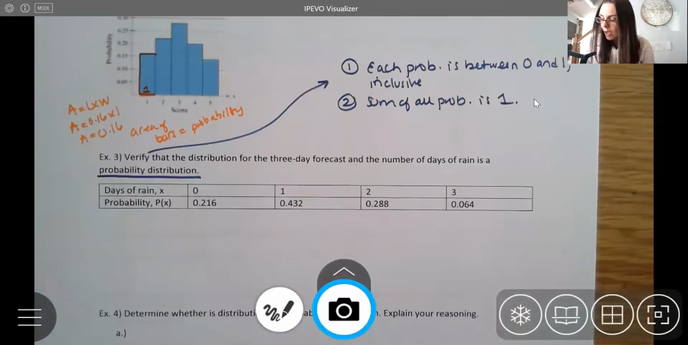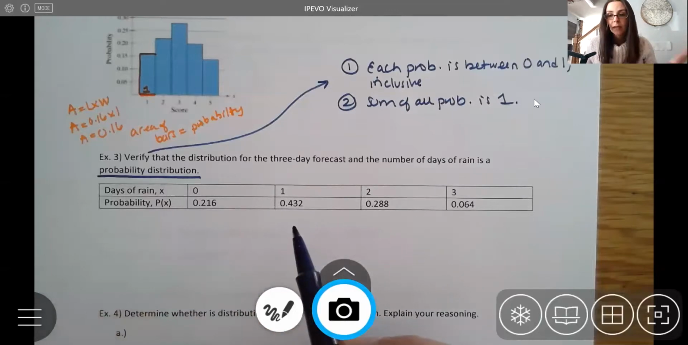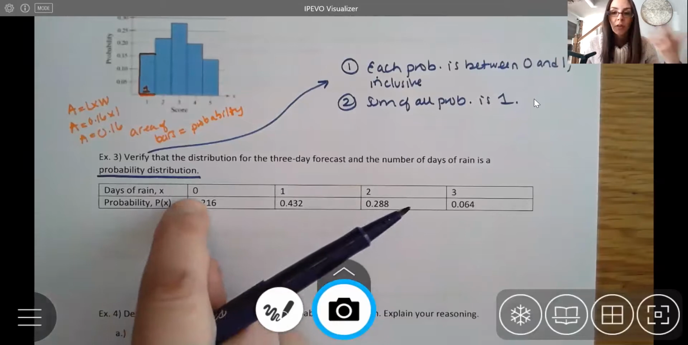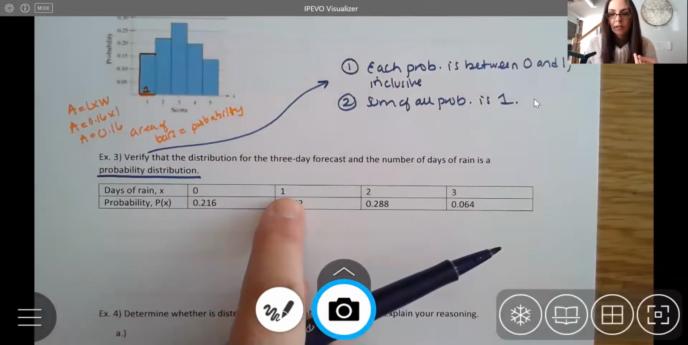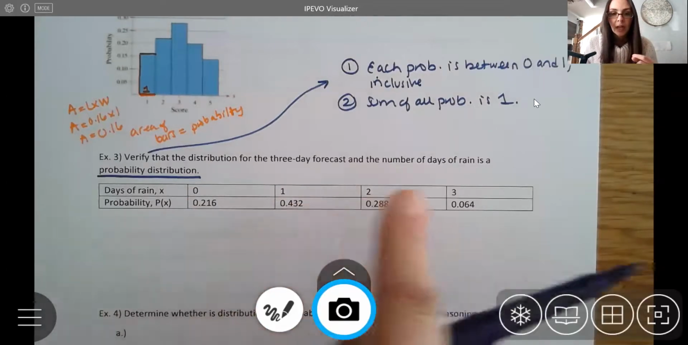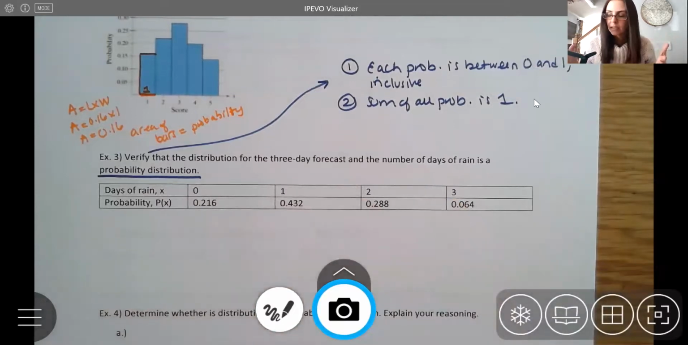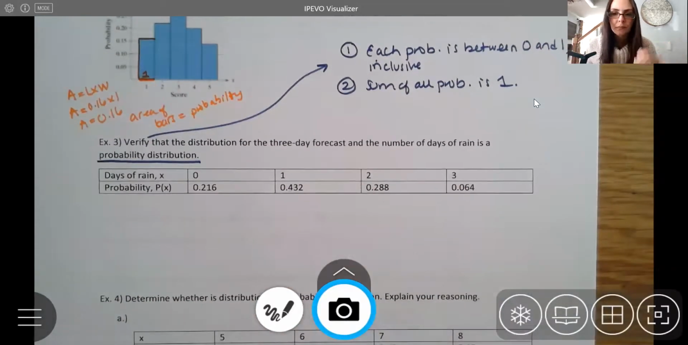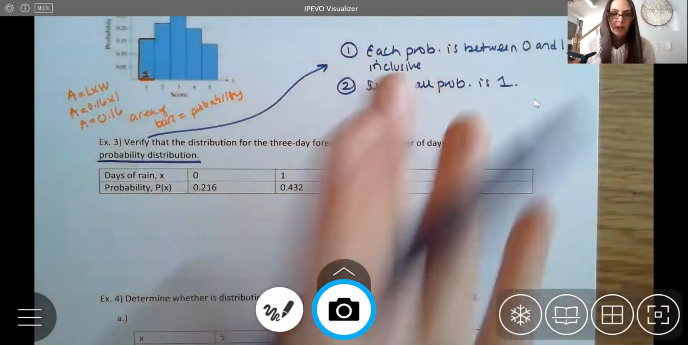So this example looks at days of rain. A forecaster is thinking about the next 3 days of the forecast, and they're trying to decide what's the chance that it's going to rain. So 0 means that all 3 days would be sunny. 1 means that 1 day rains and 2 days are sunny. 2 means that 2 days are raining and 1 day is sunny. And 3 means that all 3 days are raining for the next 3-day forecast. This is just an example to look at. It doesn't really even matter what the data is about as long as these two things check out.